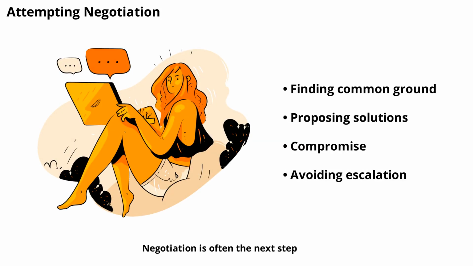Negotiation is often the next step if initial communication doesn't resolve the dispute. Both parties should try to find common ground and propose reasonable solutions. This might involve agreeing on a payment plan, scheduling repairs, or compromising on certain terms. The goal is to reach a mutually acceptable agreement without involving outside parties. Successful negotiation can save time, money, and stress for everyone involved.